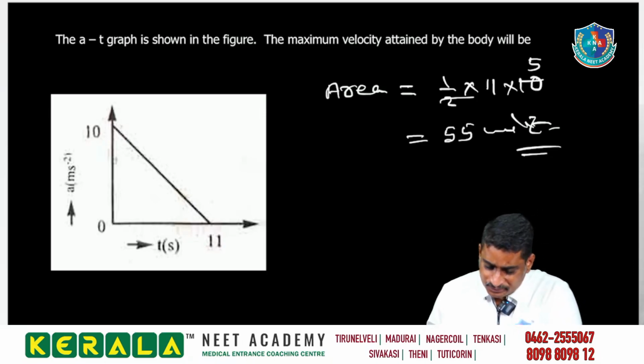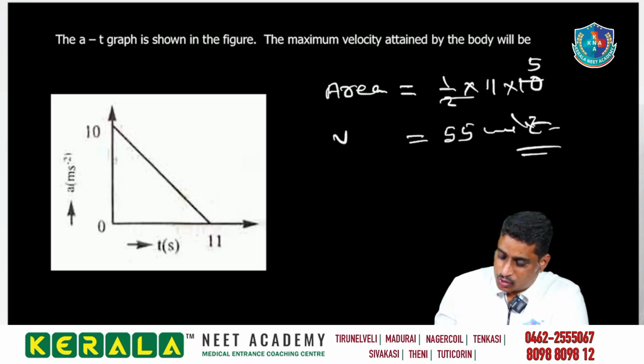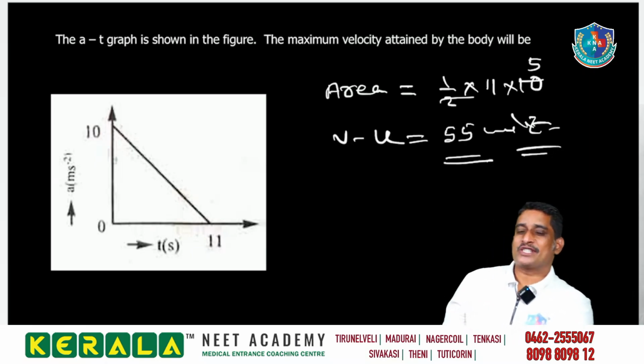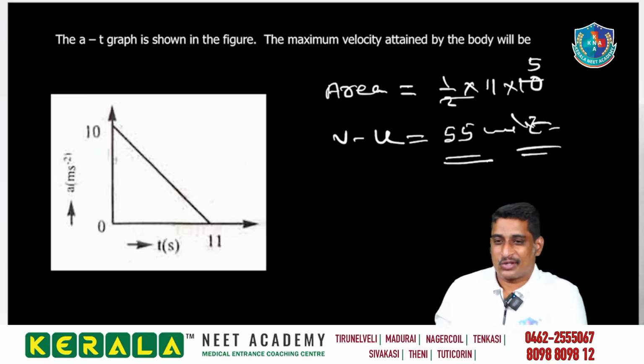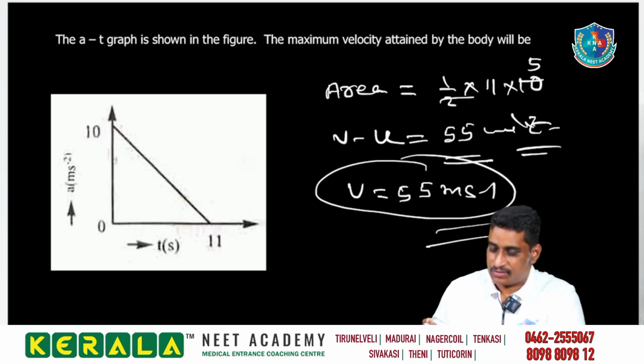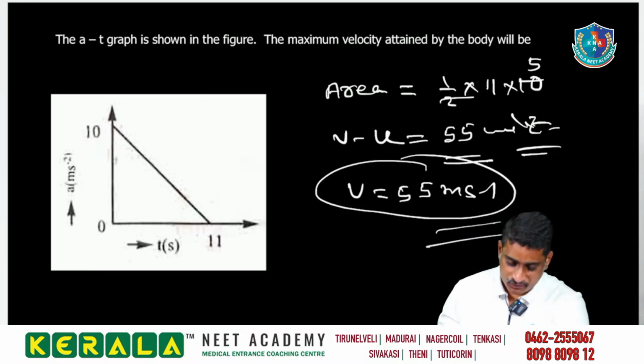And one more piece of information should be given in the question: the initial velocity, that is, if the particle starts from rest, that should be given. So v minus u is the 55 units. If the particle starts from rest, u will be equal to 0. Therefore, the final velocity of the particle will come out to be 55 meter per second. This is one of the examples for this graphical representation. Come to the next question.